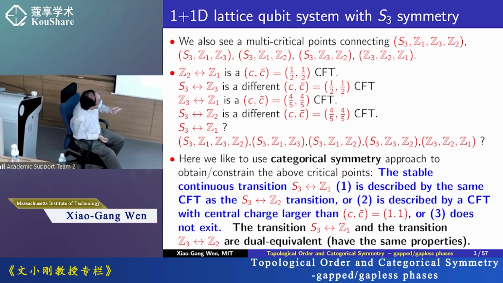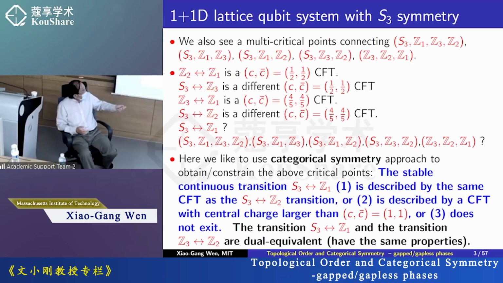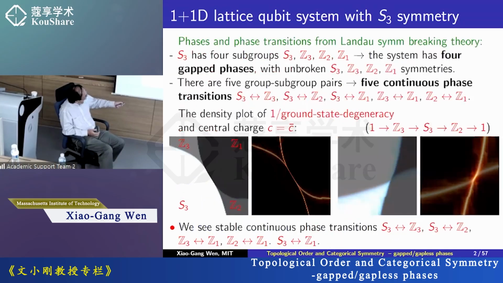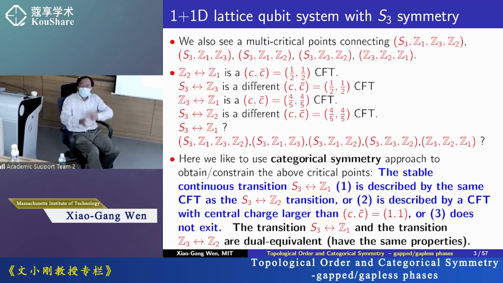And then we have a similar story for the Z3 to Z1 transition, which is a c equals 4/5 CFT. It's less than 1, so it's a minimal model. It's the 6/5 minimal model. We know this because we can compute the central charge. This red line is the central charge, and from the central charge we get those values. Because it's a minimal model, we feel pretty certain, and that's it.